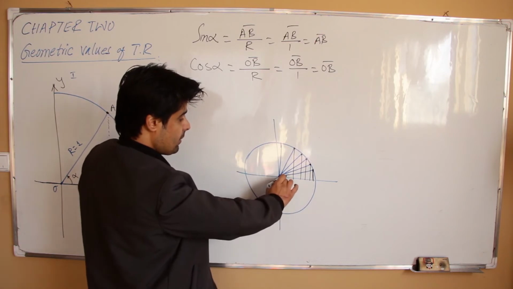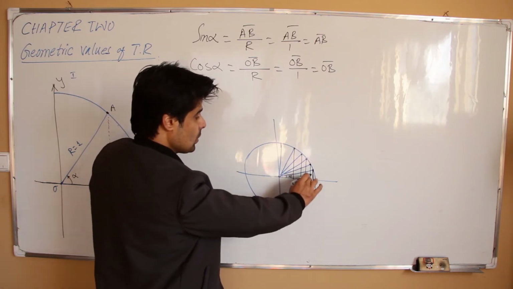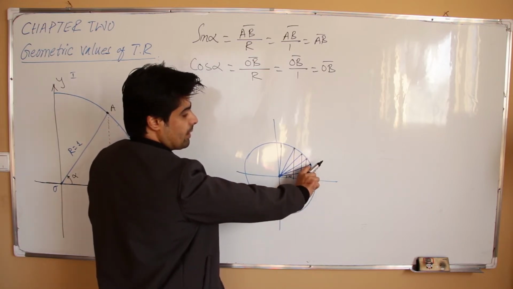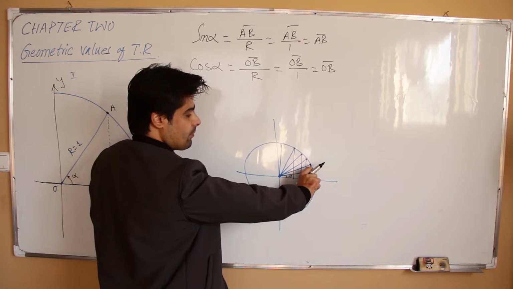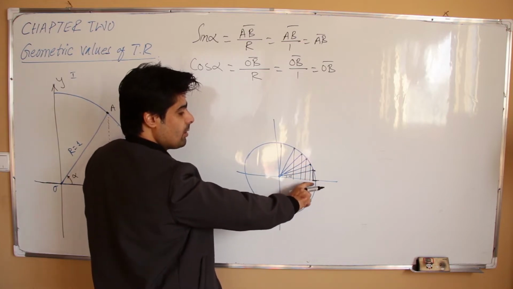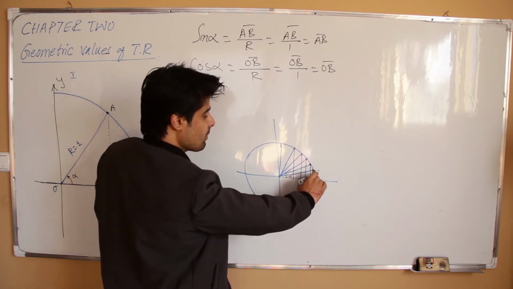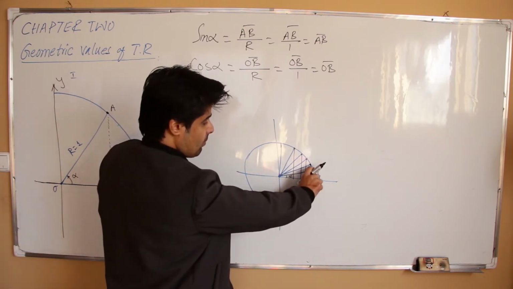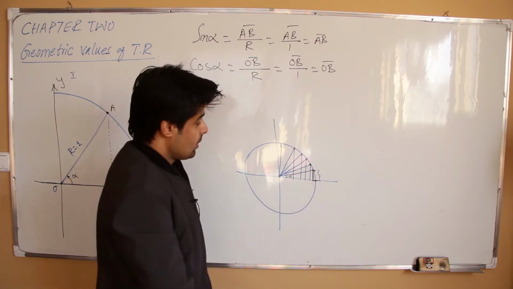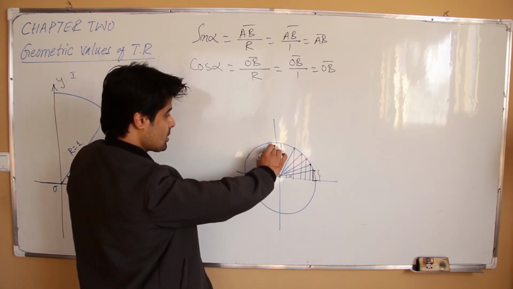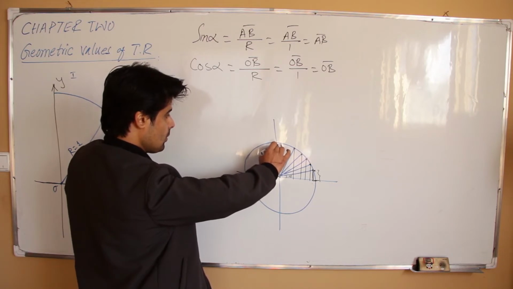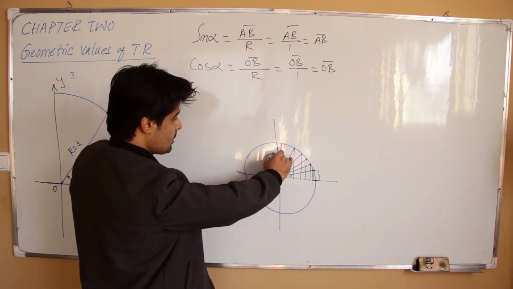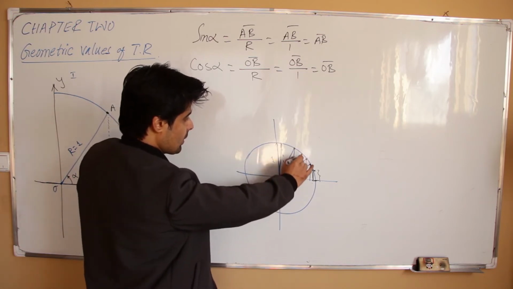So if it is 10 degree, put a ruler in this part and measure this line. This measurement is called the value of sine. And by the way, it is less than 1. Why? Because from this part up to this part, which is R, this is 1. This line is smaller than 1.